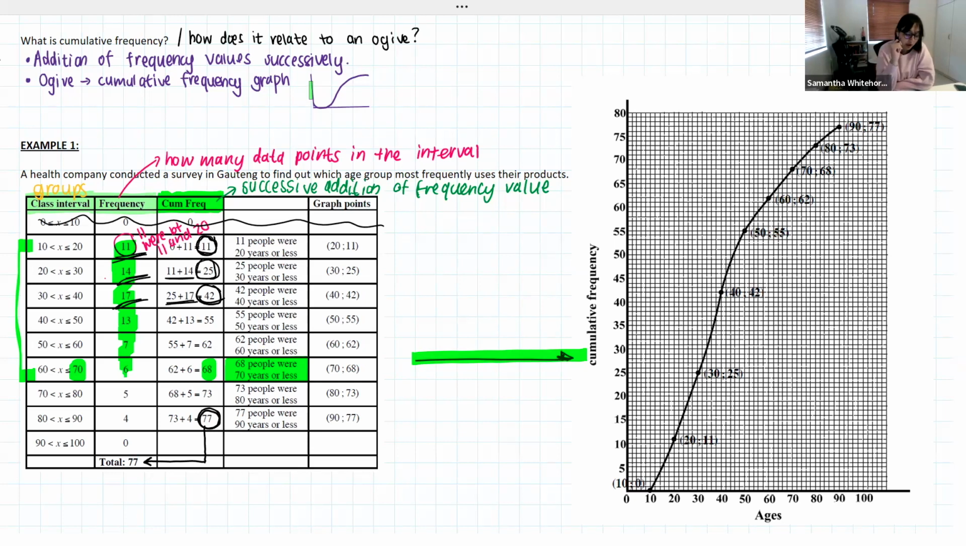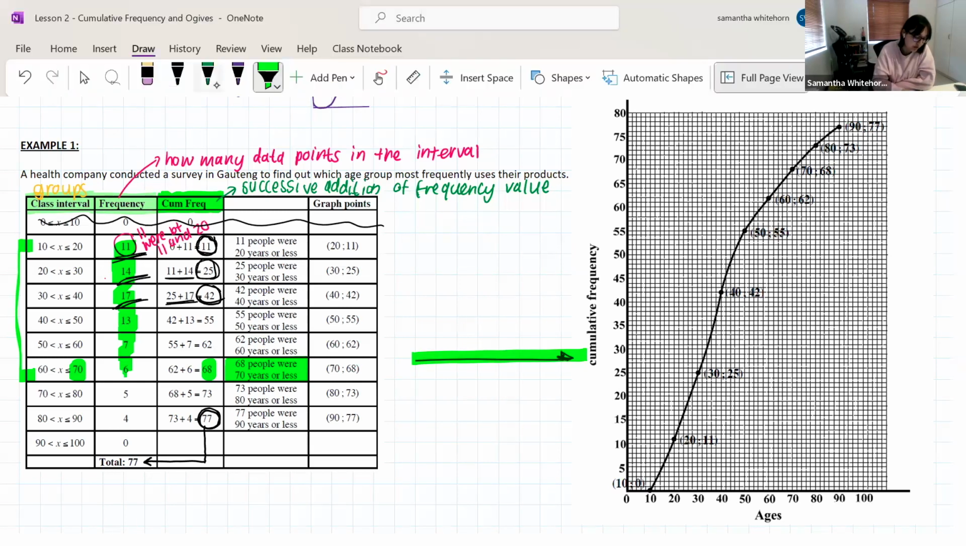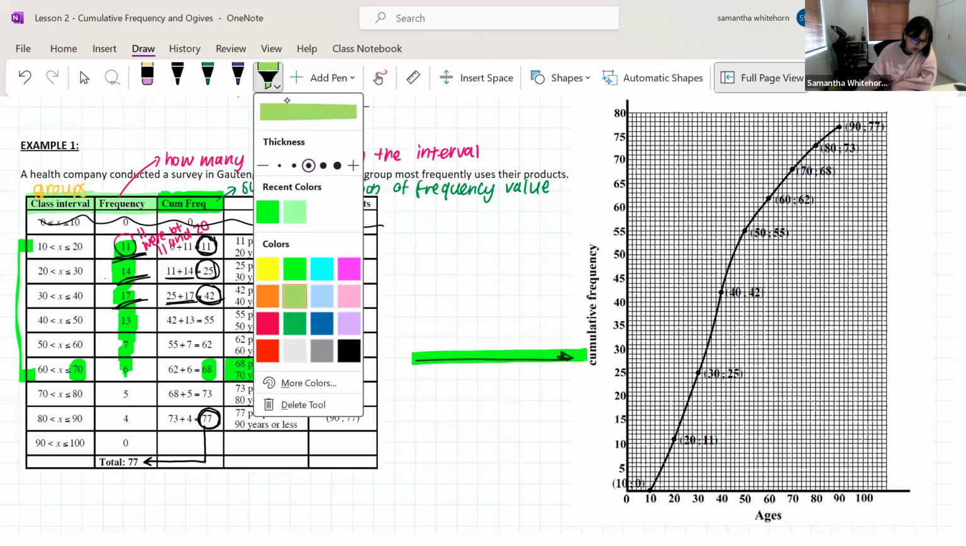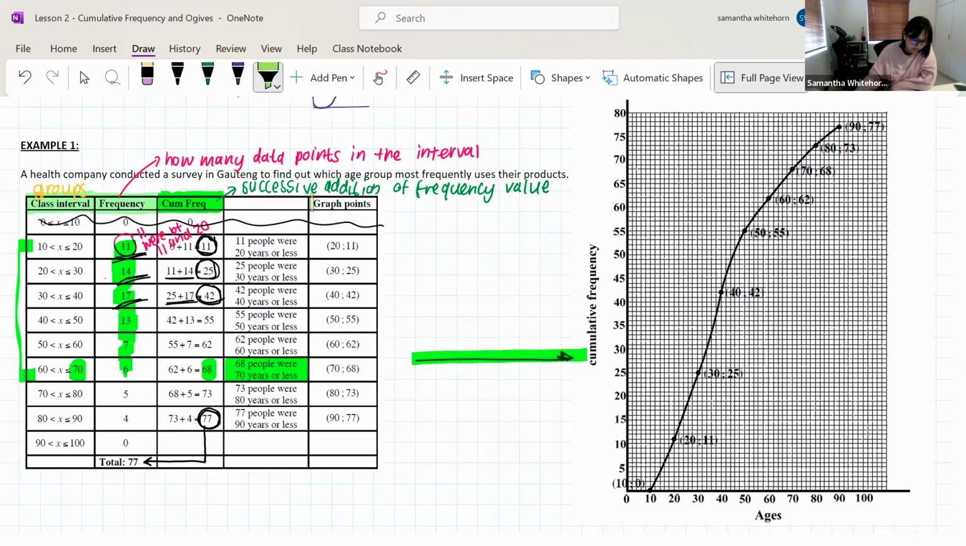So what we now need to do is take the information of our intervals, and the cumulative frequency information, and draw a graph. Now, in order for us to draw a graph, we obviously need to understand what points we are going to plot. And this is where this last column is quite useful, our graph points.